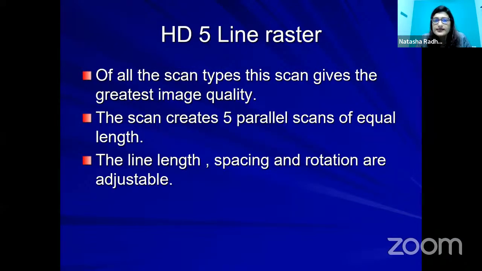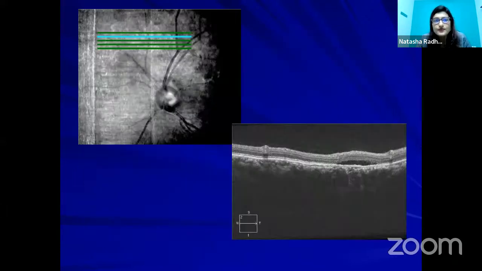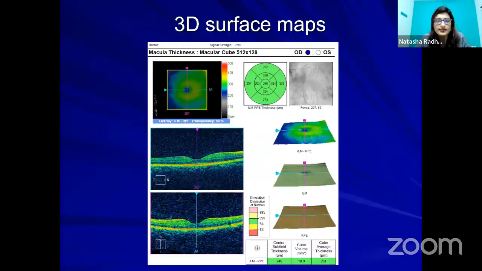The 5-line raster gives the greatest image quality. It creates 5 parallel scans of equal length. The line length, spacing, and rotation of each are adjustable. For example, this is right through the fovea. And if you want a point of interest anywhere above or below the fovea or above the optic disc, you can do it in that area also. You can shift the raster there, and that will give you a high resolution scan through your point of interest. And again, we can get the dimensions and volumetric data also from it.